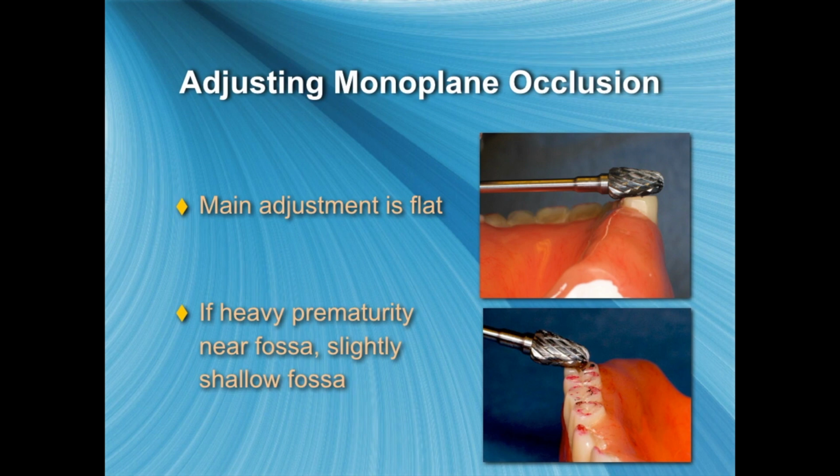Adjusting a monoplane occlusion is different than adjusting a lingualized occlusion. The main adjustment is to keep the surface of the 0-degree teeth flat. So we would use a flat-sided burr and try to obtain as even a contact bilaterally as we can. If there are heavy prematurities near a fossa, we could shallow that out a little bit, but again, we would like to keep the flat surface on a flat plane in order to limit lateral forces on the denture.